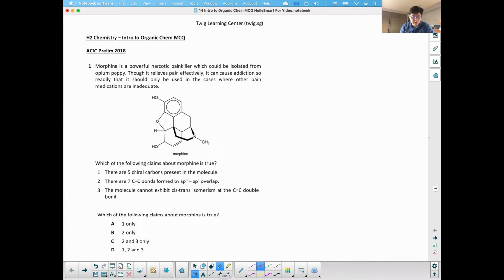Okay, let's look at the first question. This is the structure of morphine. They ask, which of the following claims about morphine is true? There are 5 chiral carbons present in the molecule. Let's take a look.